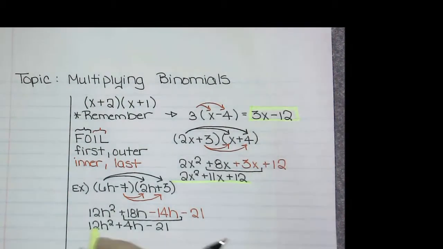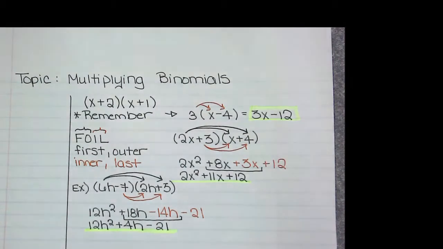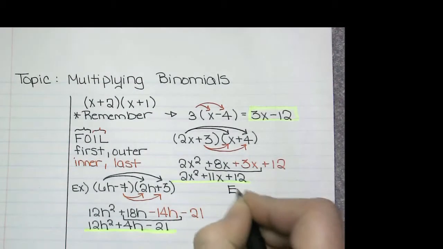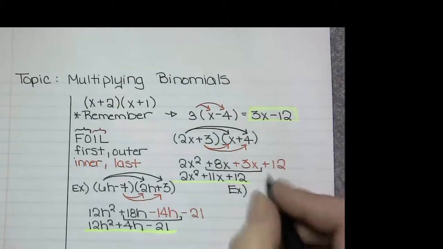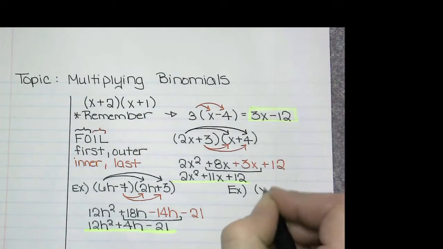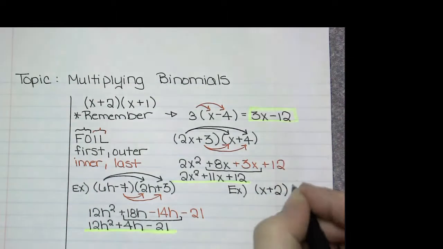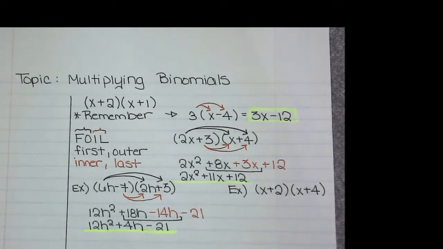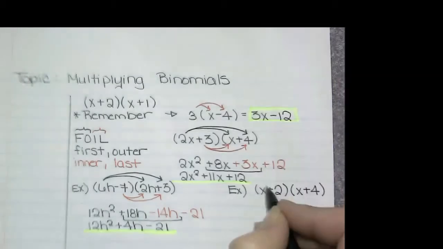Let's do one more example here, and then we'll write down some examples we'll do when you get to class. So last example up here, we're going to look at x plus 2 times the quantity x plus 4. So if you see, we started out with the harder ones.